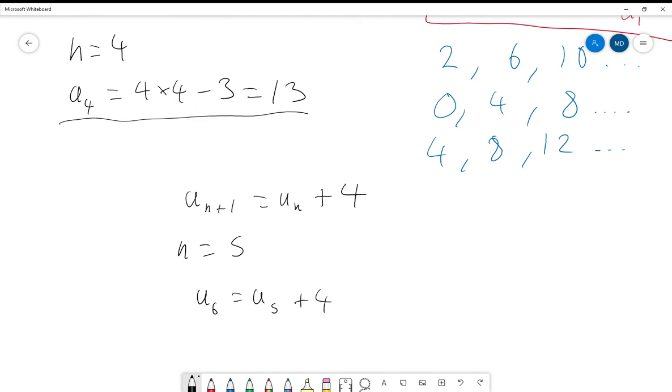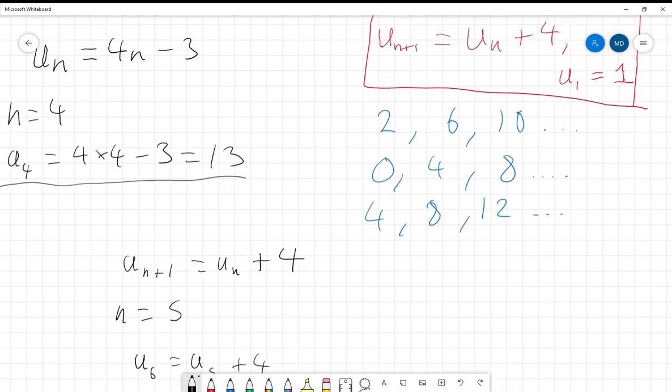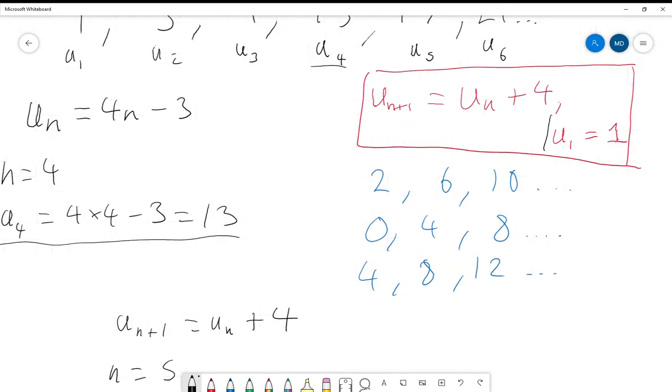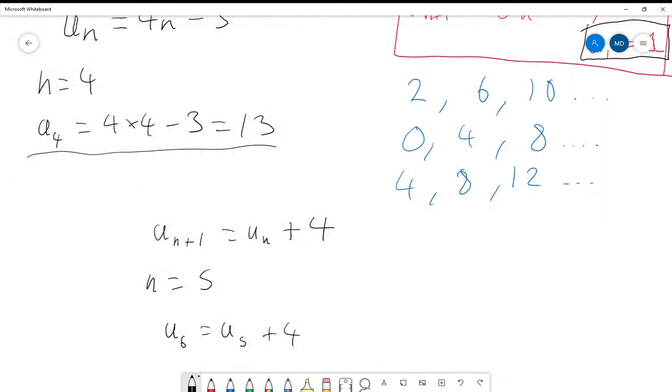But notice that that doesn't tell us anything about the fifth and sixth term unless we already have some information about what numbers are involved. And so that is why this bit on the end is vitally important for a recurrence relation. Otherwise, it doesn't make any sense.